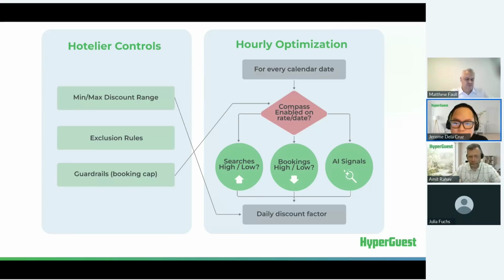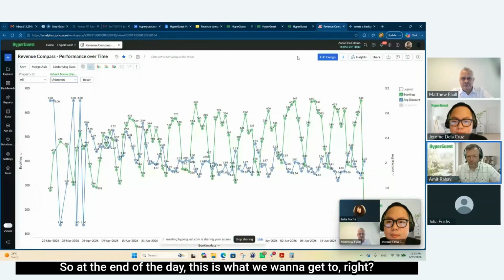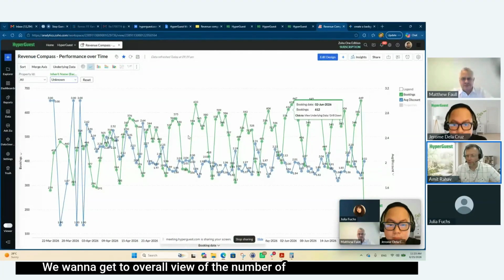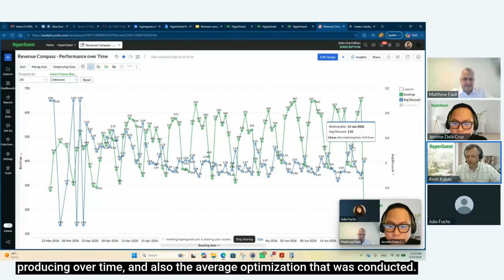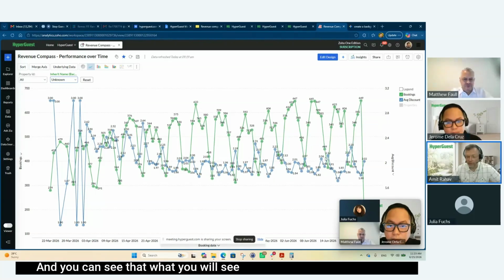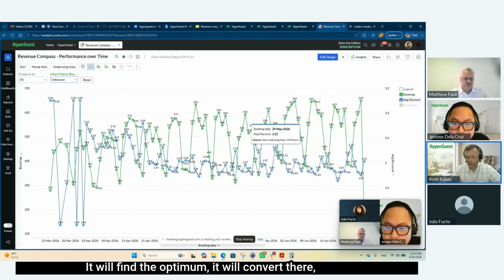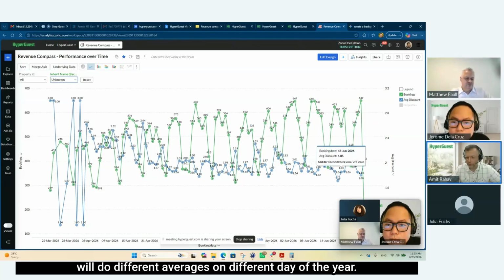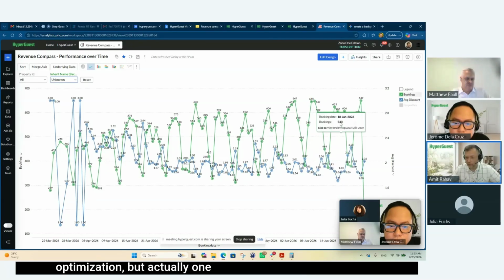Okay. Excellent. Now let's see the product. So I'm going to share my screen. At the end of the day, this is what we want to get to, right? We want an overall view of the number of bookings that we're producing over time, and also the average optimization that was conducted. What you will see typically is, let's say I've given a 5% maximum optimization. It will not go to the 5%. It will find the optimum and convert there, and it will do different averages on different days of the year. And sometimes you can see this day, for example, has the lowest optimization but actually one of the highest production days. So the system is always working for you.